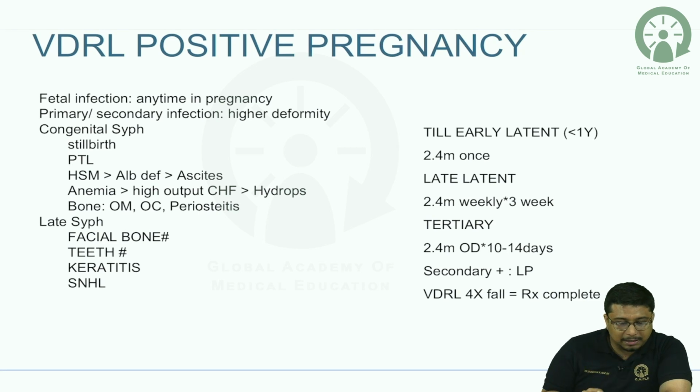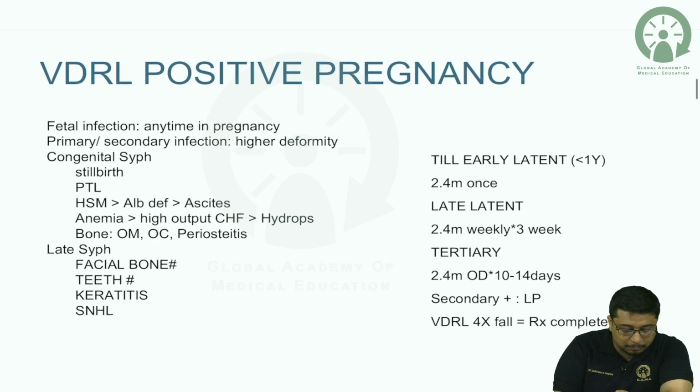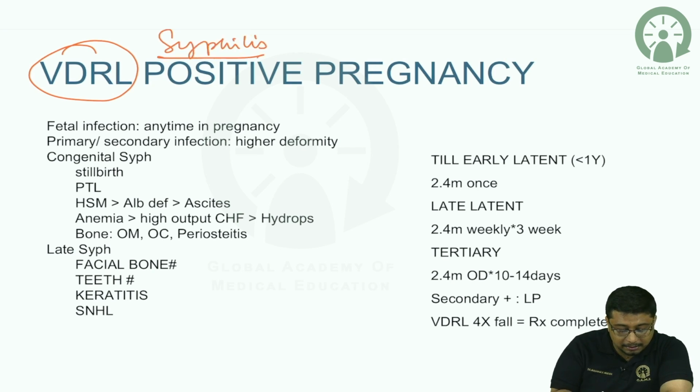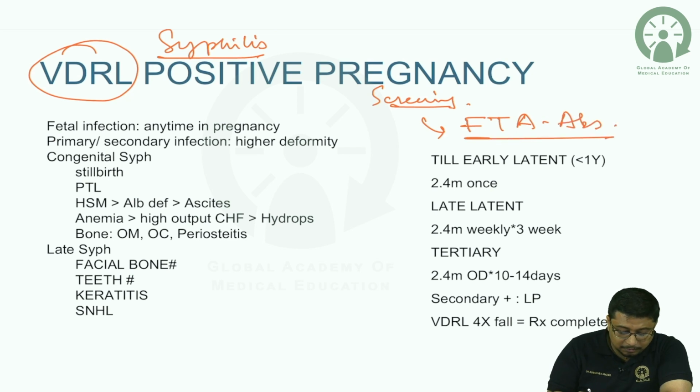So what to do if somebody comes with VDRL positive? So VDRL is one more serology test, which is a test for syphilis, but VDRL, remember, is a screening test. So if somebody is VDRL positive, right away we cannot say that they are having syphilis, right? So we need to confirm it with the treponemal test like FTA-ABS that I think you will be taught in microbiology. And if that also comes positive, then if it is still early latent, we have to give 2.4 million units of benzathine penicillin IM stat.